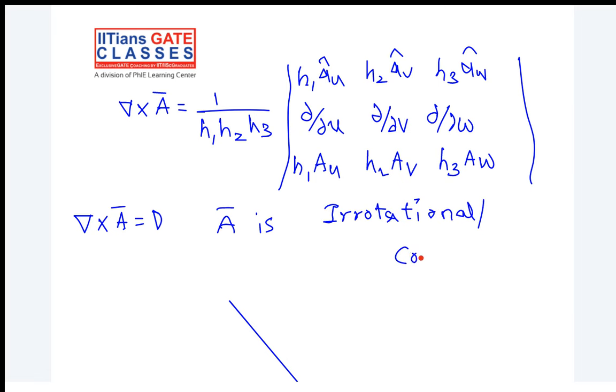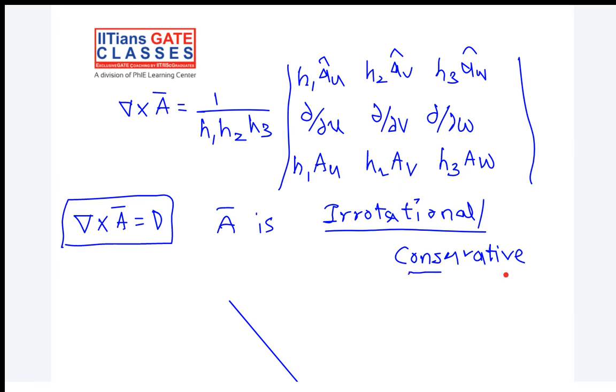So the curl represents the amount of the circulation over a given area. When you apply a curl, the input is a vector and the output is also a vector. And the final summary is, if the curl of any vector becomes null, you should not say it as 0, it's a null vector, then the vector is said to be irrotational or conservative.